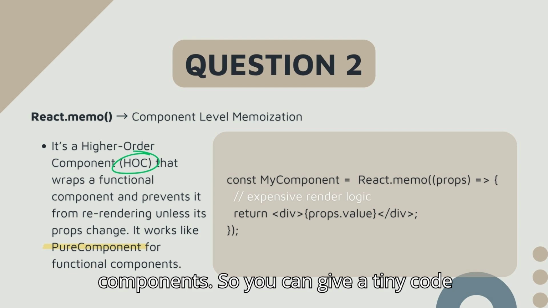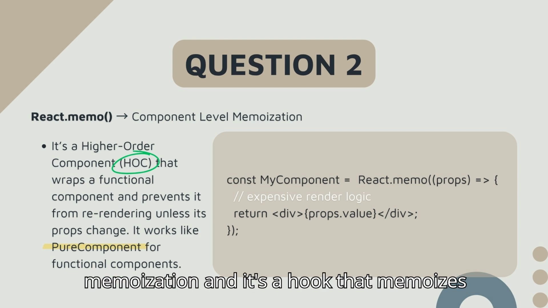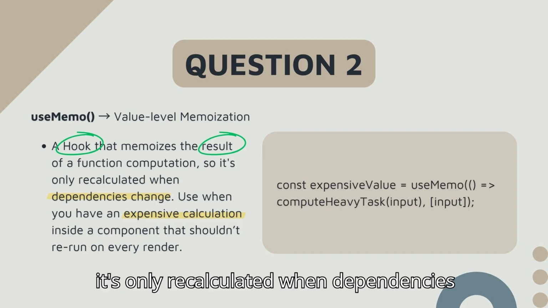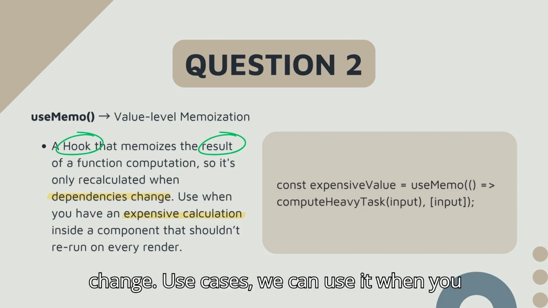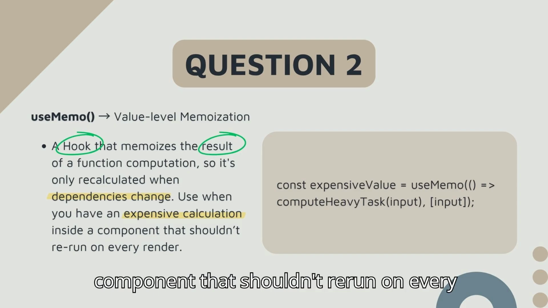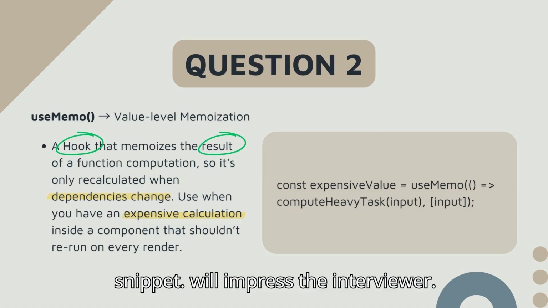So you can give a tiny code snippet and then you can explain about useMemo, which is value level memoization, and it's a hook that memoizes the result of a function computation. So it's only recalculated when dependencies change. We can use it when you have an expensive calculation inside a component that shouldn't rerun on every render. Again, one single line as a code snippet will impress the interviewer.